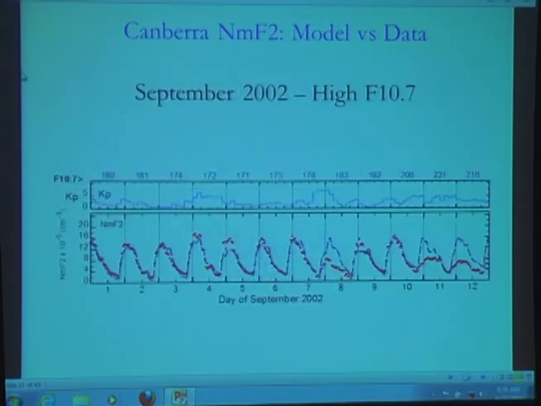And if you go to solar maximum, September 2002, here again, there's some periods of very high activity. The F10.7 is quite high. On the days of low Kp, again, the model data comparison is very good. But for this very high magnetic activity, you can see that the measured density goes down substantially, whereas the model stays up high. So this just illustrates one of the biggest problems in modeling the F region ionosphere, which is modeling the magnetic activity.